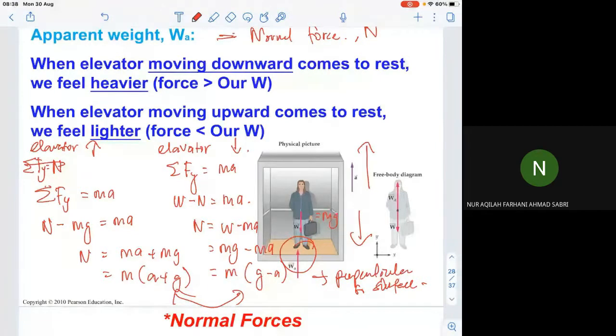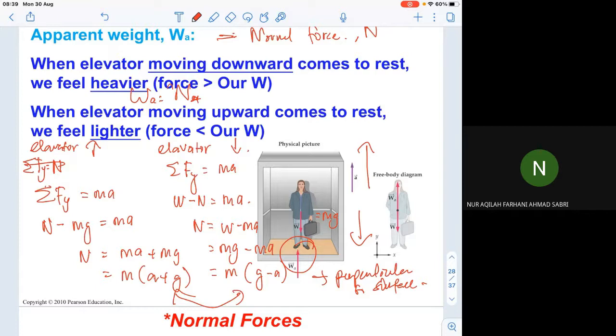Okay, so therefore we can say that that's why when the elevator is moving downwards, we feel heavier, but that is not due to our weight. It just happens because of the apparent weight. So in this case, if you look carefully, the apparent weight, the N or W_A, will be greater than our value, greater than the mg.